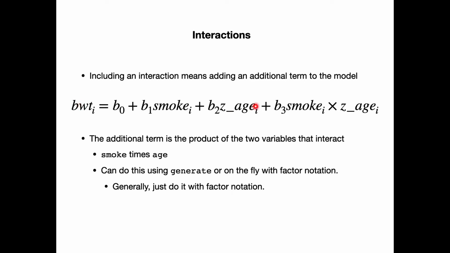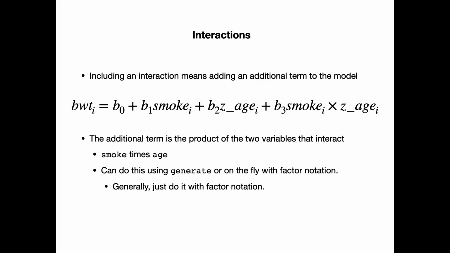Up to this last plus sign, we've seen before. We've got smoking status and we have age. And now we're going to add this third thing, which is the product of smoke and age. So we just multiply those two things together. In Stata, you could just generate a new variable that's literally smoke times zAge, and that will produce what you need.